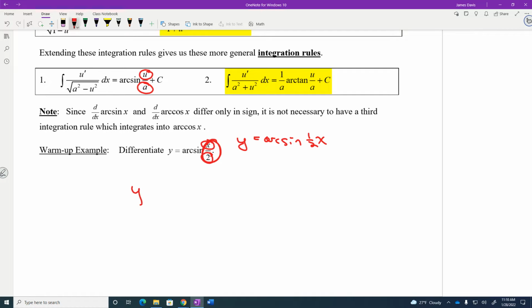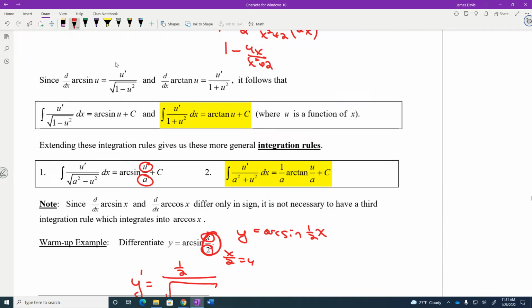So the derivative, y prime, is going to be u prime. So what's u prime? If this whole thing is u, x over 2 is u. What's u prime? Yeah, just half. Yep. This is like 1/2 x, so it's 1/2. U prime is up there. And then it's over the square root of, and then it's the 1 minus u squared.